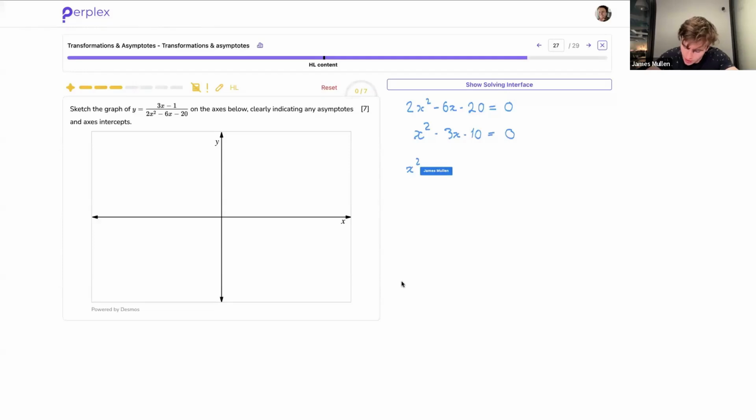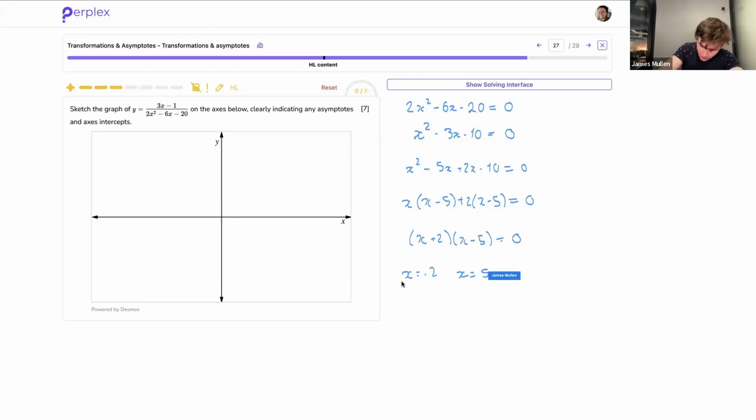So I'm going to do x squared minus 5x plus 2x minus 10 is equal to 0. And that means that I have x times x minus 5 plus 2 times x minus 5 is equal to 0. Or in other words, x plus 2 times x minus 5 is equal to 0. So this has roots when x is equal to minus 2 or x is equal to 5.